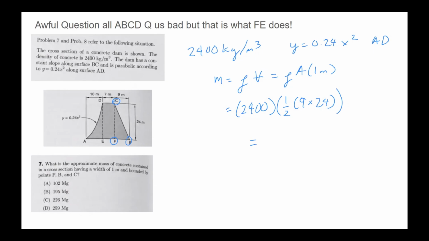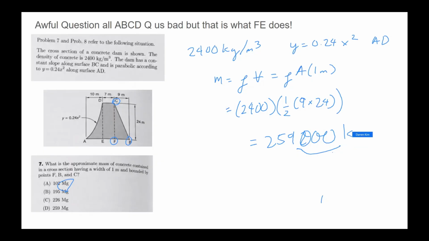Hopefully not, but I'll grab my calculator and try to calculate it because this seems suspiciously easy for no reason. And don't expect your FE questions to have this kind of thing. Something's probably wrong here. But I get 259,000. It says mega. I've never seen mega before. I forget what mega means. No, I do.